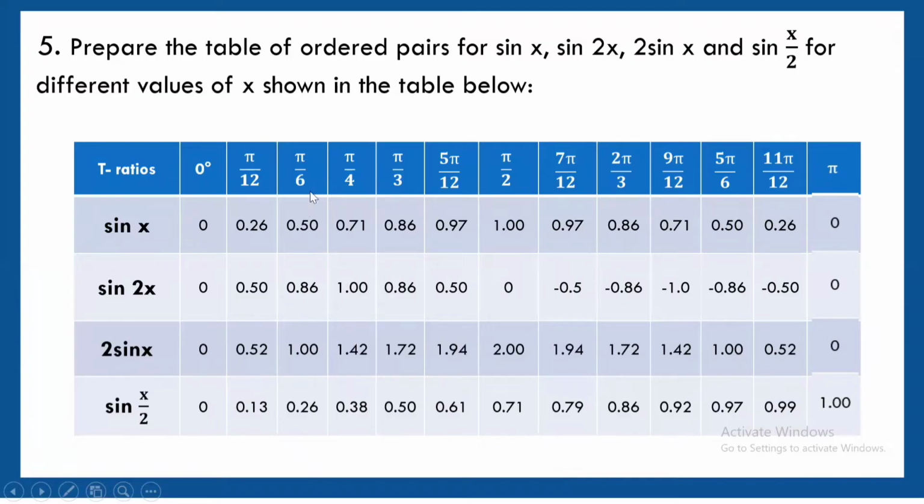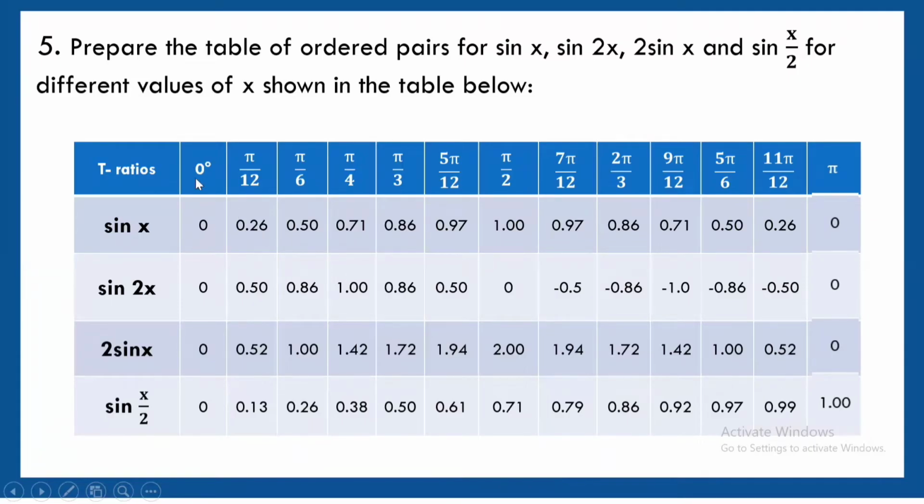If x is equal to pi by 6, sine x by 2 will mean sine pi by 12. Sine pi by 12 was how much? 0.26. And accordingly, I can write this table. So this is how we are going to make the table. Once the table is done, I need to plot these ordered pairs.